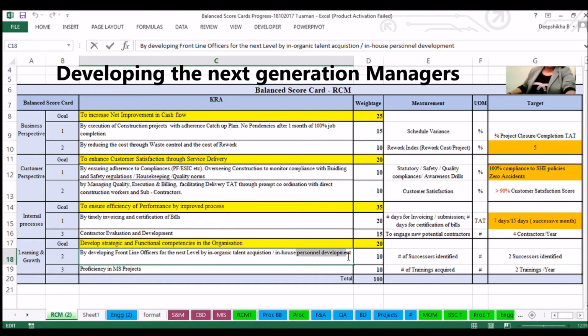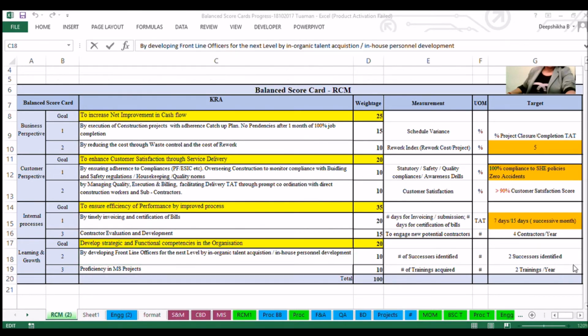In the learning and growth perspective, you can have two measures of developing frontline officers by talent acquisition or by in-house personal development. So when I say in-house personal development, I would mean that I can develop people inside the organization, and by talent acquisition, inorganic talent acquisition would mean from the same industry, in the same line of business, people who are good at their work. I will bring in such people.